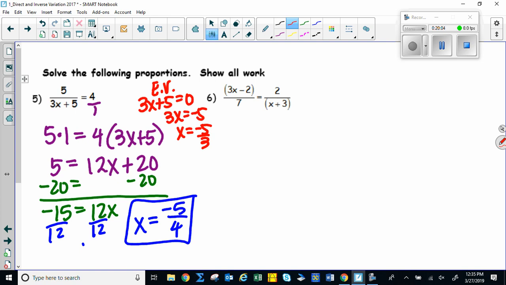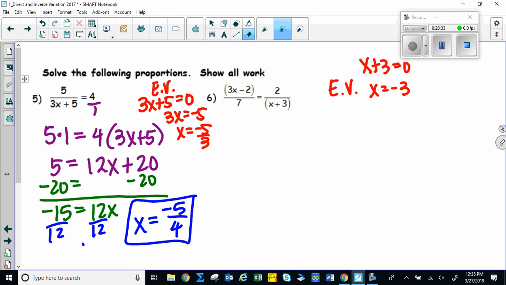If I look at number 6, what's my excluded value? What would make my denominator 0? Just -3. X equals -3. This 7 is a constant, I don't have to worry about it. Nothing's going to turn that 7 into a 0. I only need to set this denominator here. If I set x plus 3 equal to 0, -3 would make this 0. So as I'm working my problem, if my answer has a -3, I would have to negate it.